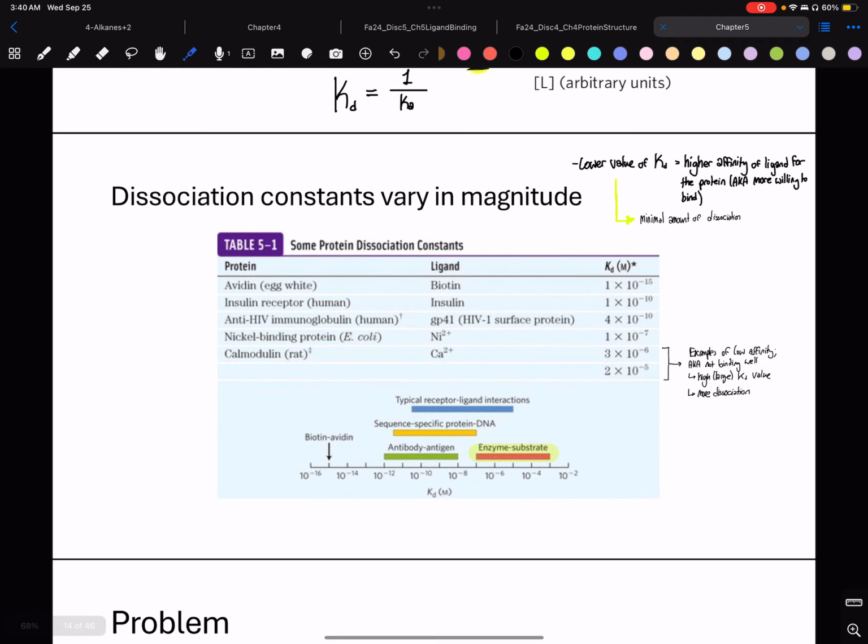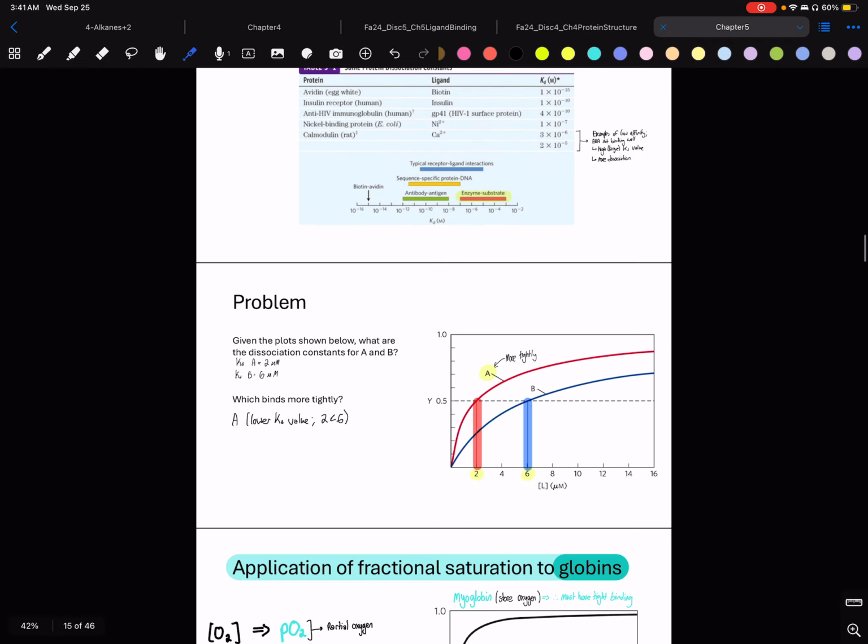Dissociation constants can vary in magnitude. A lower Kd value means there's a higher affinity for the ligand or for the protein, so it's more willing to bind, it's binding more strongly, there's a minimal amount of dissociation happening. The binds are very tightly wedged together. There is very little tearing them apart. Now, with a higher Kd value, that means there's a low affinity, which means that the binding is not as strong and they're easily broken apart, and there is more dissociation. So this is just a table of values describing that.